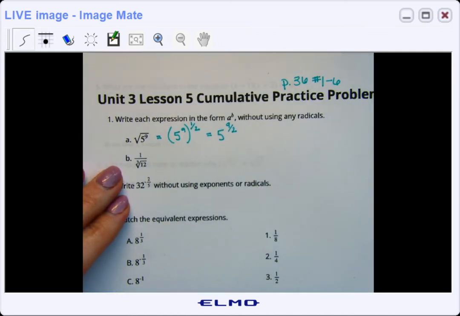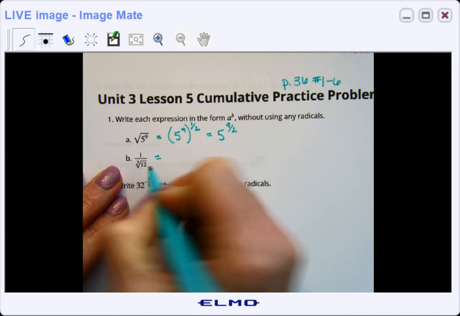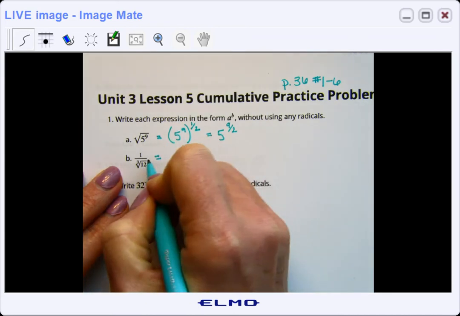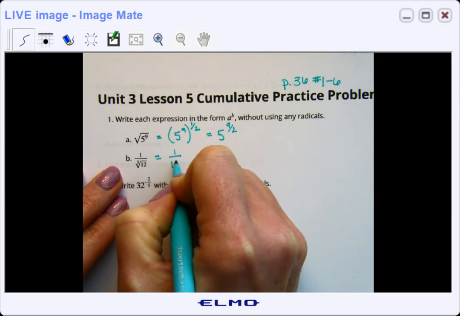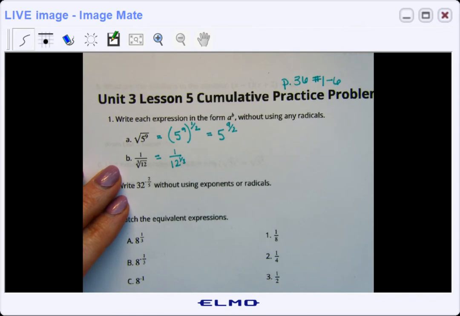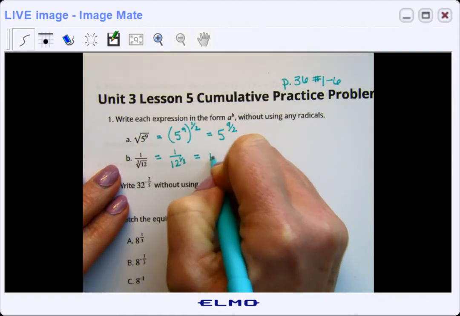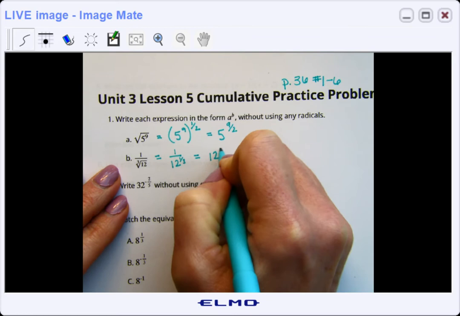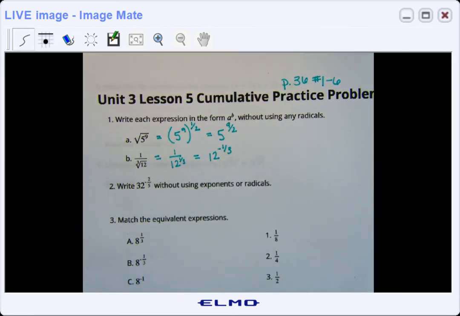On part B, very similar idea. I'll just rewrite the cubed root of 12 using an exponent. So it's equal to 1 over 12 to the 1/3. And then I'm almost there. Because it's a fraction, 1 over 12 to the 1/3, I can write it like this and make the exponent negative. So 12 to the negative 1/3. All right, so those are finished.